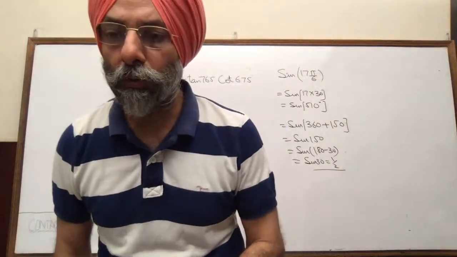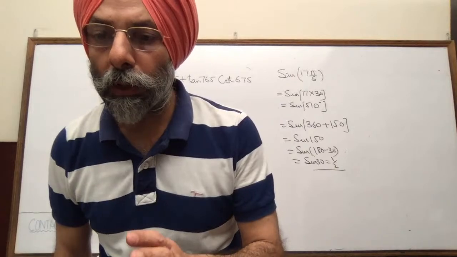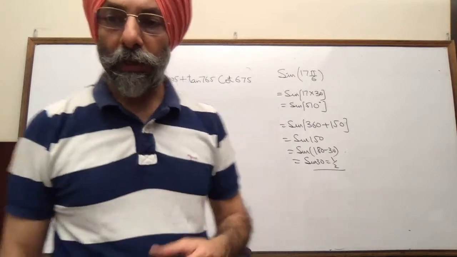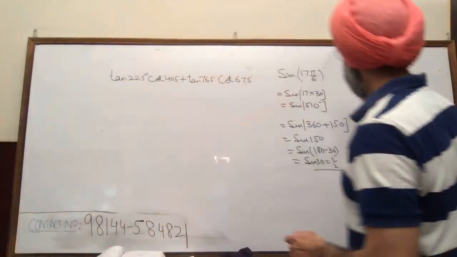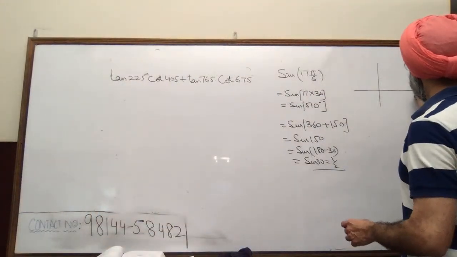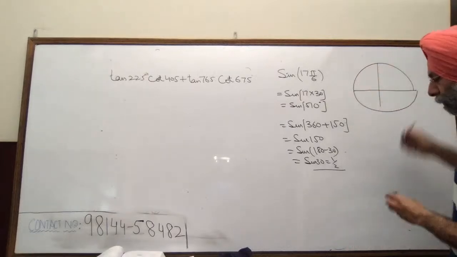Tanish: Sir, in the fourth quadrant the sign will be negative. Yes, beta, fourth quadrant, but 510 is not in the fourth quadrant, beta. Tanish, 360 degrees, one complete rotation.